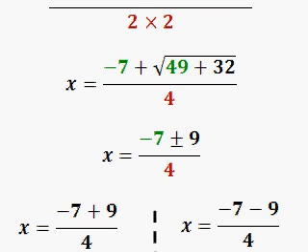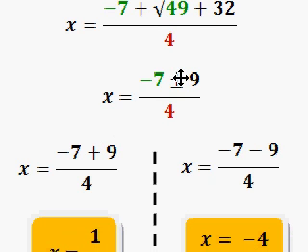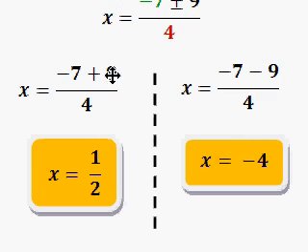Let me scroll down a bit more. This can be written like this or like that, because you can see there's a plus 9 there and a minus 9 there. And just to finish off, once you've simplified this, minus 7 plus 9 is 2, 2 over 4 is the same as 1 over 2. Basic fraction work. 2 over 4 is the same as 1 over 2. So this just simplifies to this.